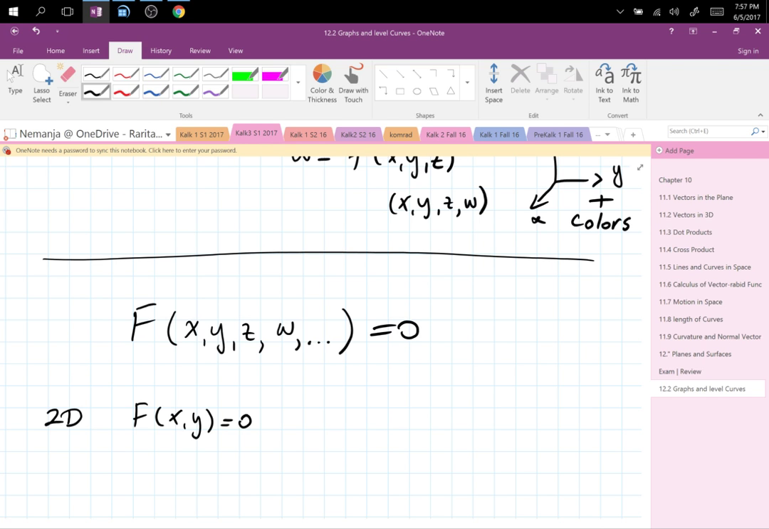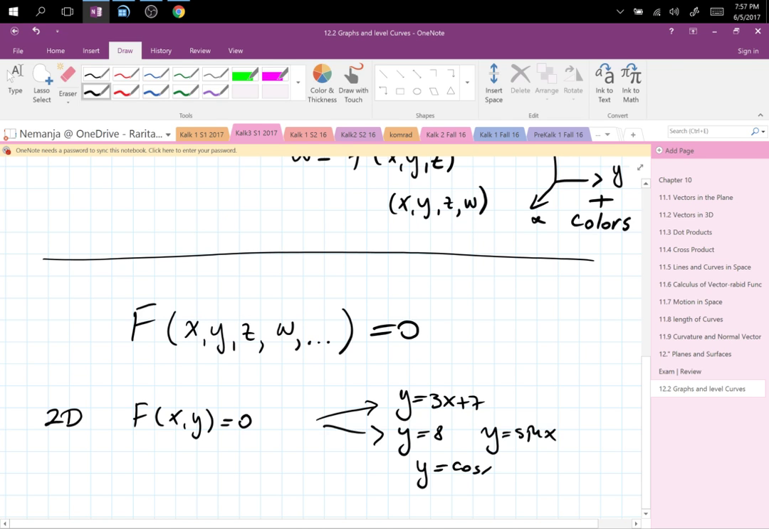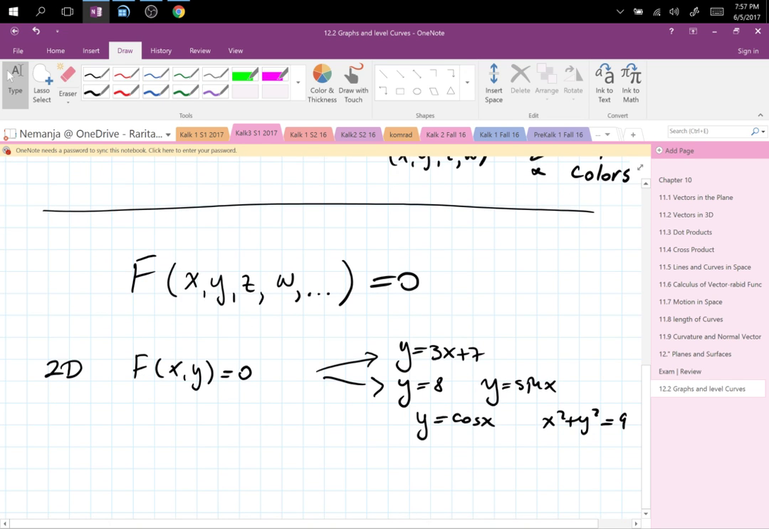So any kind of function or non-function gets to be in this set: your y equals 3x plus 7, the mx plus b, your y equals 8, your y equals sine x, your y equals cosine x, but also your x squared plus y squared equals 9, which is a circle. They all fall into that one notation there because all they have is an x and a y.